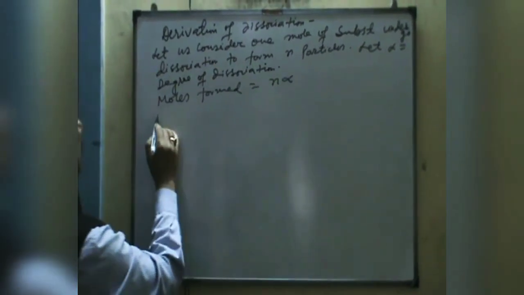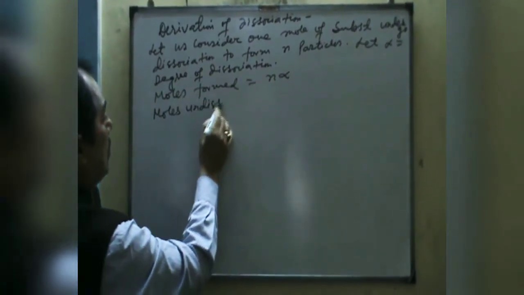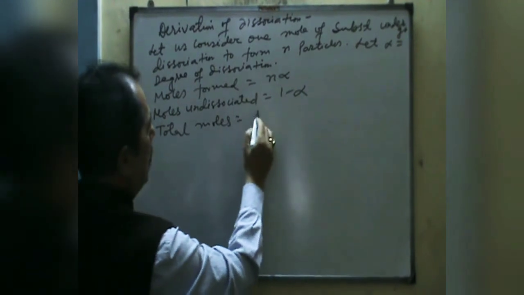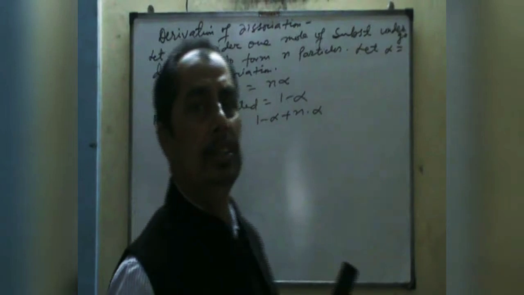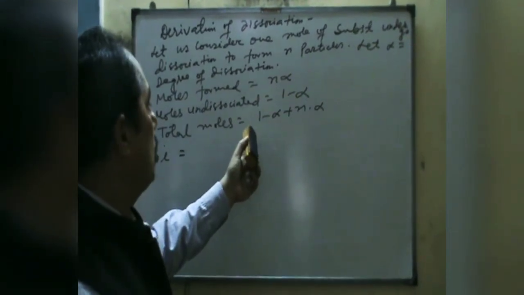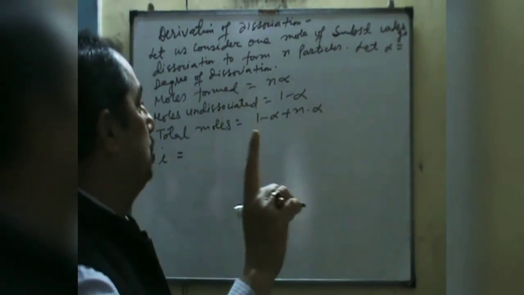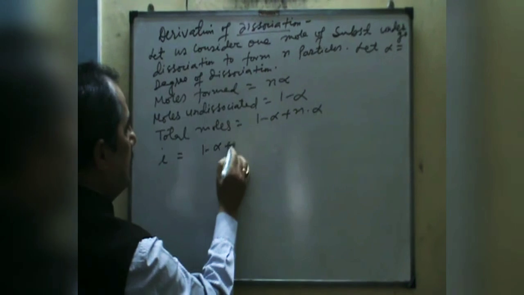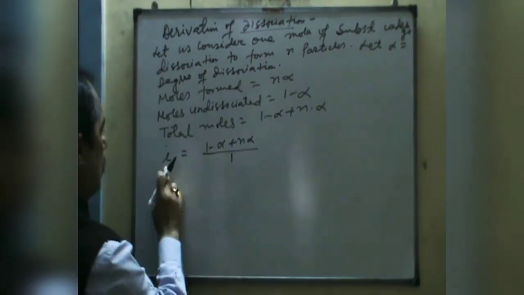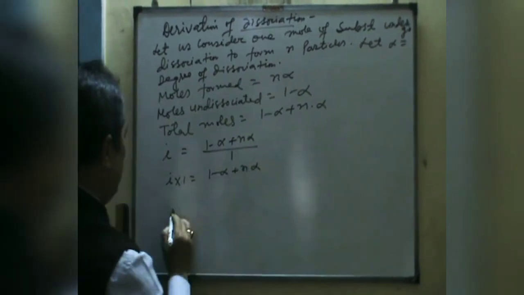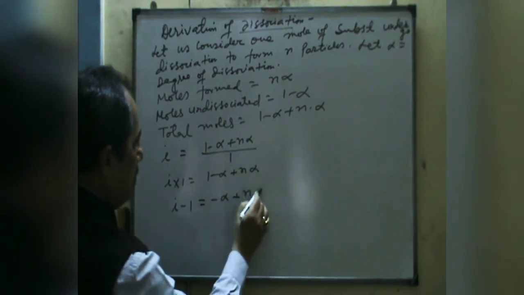Then moles formed are n alpha, moles undissociated are 1 minus alpha. So total moles in solution is equal to 1 minus alpha plus n into alpha. So at equilibrium, what is the van 't Hoff factor? I is the ratio between the total number of moles formed after dissociation divided by the actual number of moles taken before dissociation, because it is the case of dissociation. So that is 1 minus alpha plus n alpha divided by 1. So I equals 1 minus alpha plus n alpha.